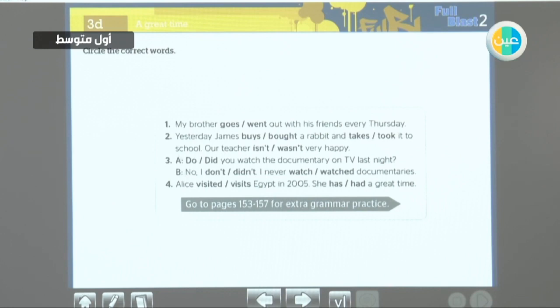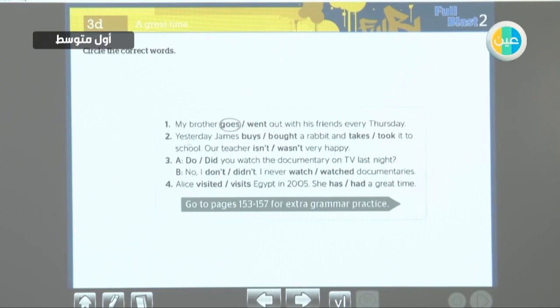Now let's do these 4 sentences. Number 1, my brother goes or my brother went out with his friends every Thursday. Now here we have every Thursday. Does that mean a routine? Something that happened as a routine, or happened in the past for sure and ended in the past? My brother, it means he. So yes, it's present simple. Every Thursday, every week, my brother goes out with his friends.